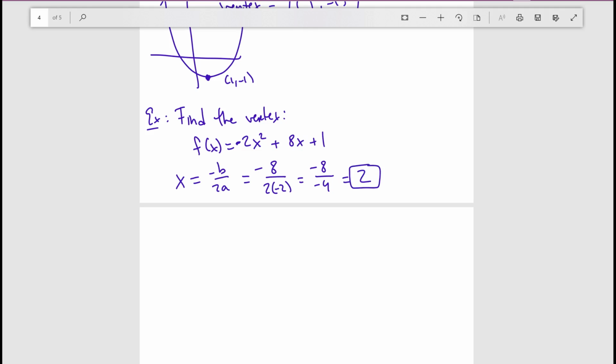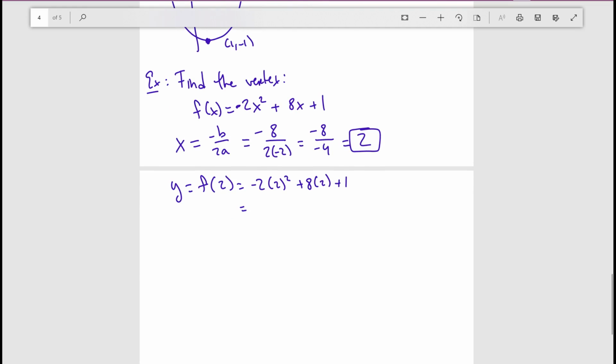So that's my x coordinate. My y coordinate is plugging in positive 2 into the function. It's going to give me negative 2 squared plus 8 times 2 plus 1. So 2 squared is going to give me 4, so negative 2 times 4 plus 16 plus 1, negative 8 plus 16 plus 1. This is going to give me 8 plus 1, which gives me 9. Okay, so my vertex is going to be equal to 2 comma 9.